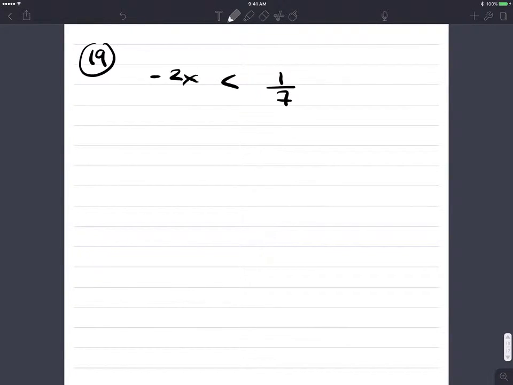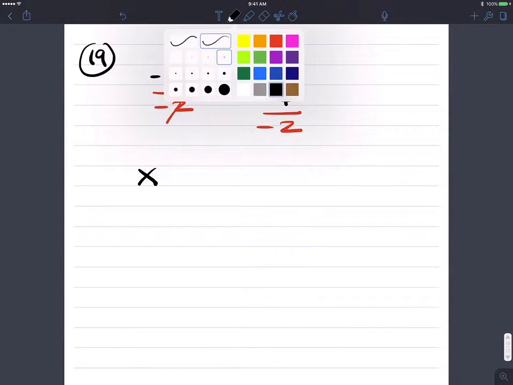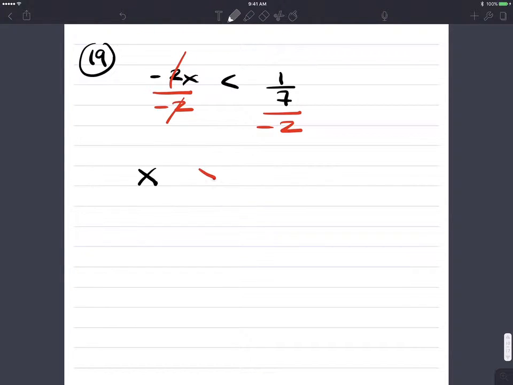Number 19. We're going to solve for x, this linear inequality. A negative 2 is being multiplied to x, so we're going to undo the multiplication by dividing. On the left, the negative 2's will cancel, and we're left with x. Now, because we divided by a negative, we're going to have to switch direction of our inequality symbol from less than to greater than. We now have some arithmetic to do.